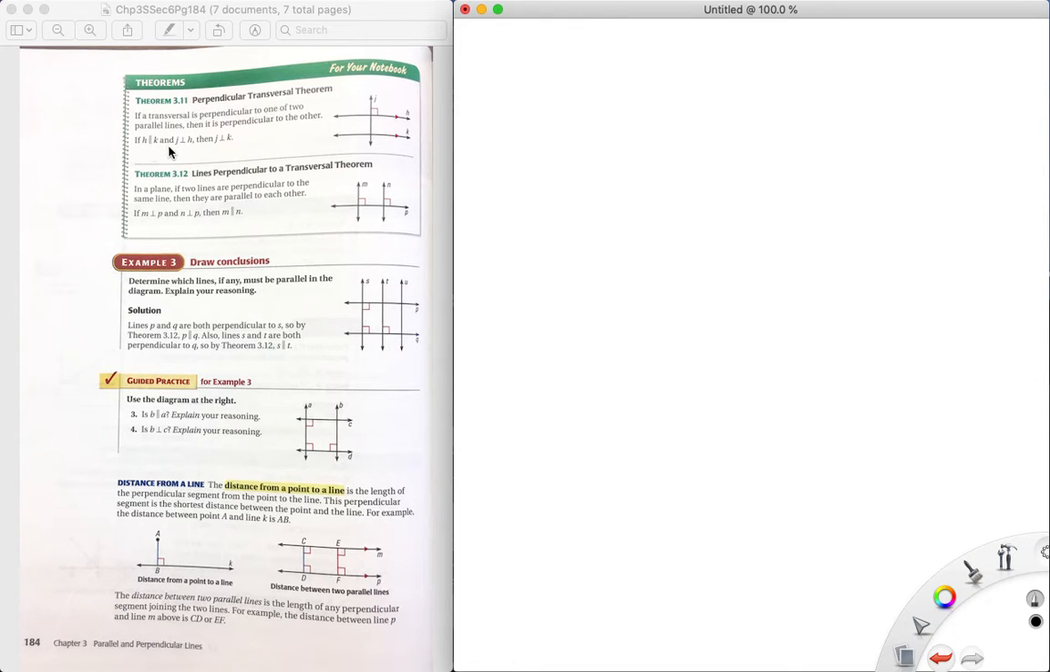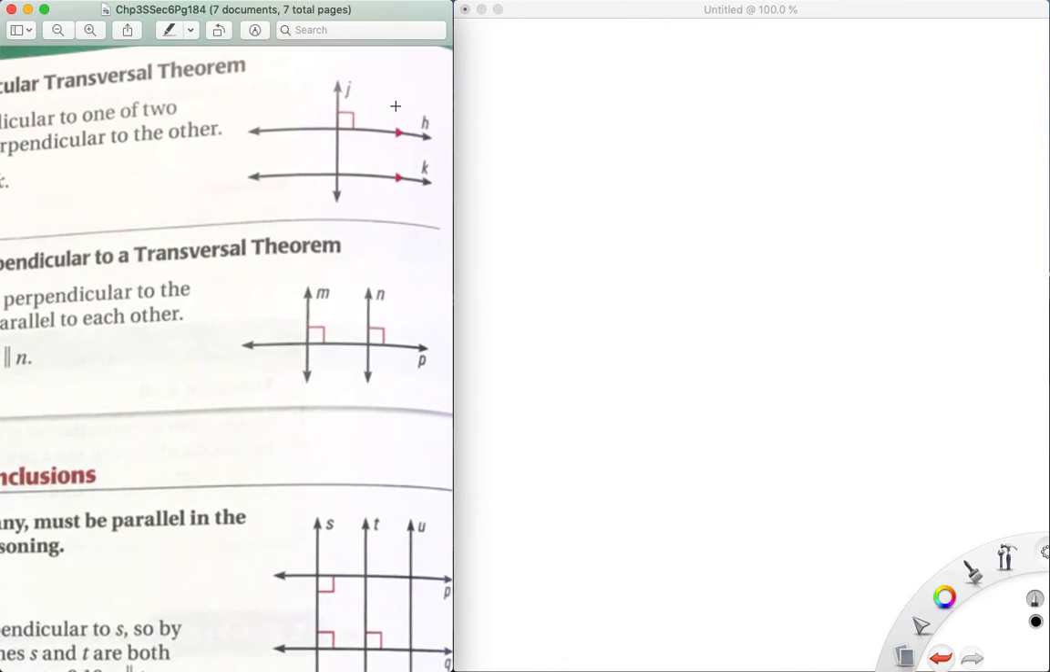If H is parallel to K, and J is perpendicular to K, and H and K are a pair of parallel lines, I know that this one is perpendicular, then I know that this one is perpendicular. You're like, why? Well, eventually you'll see in the proof, we can use corresponding angles to say that these are the same.